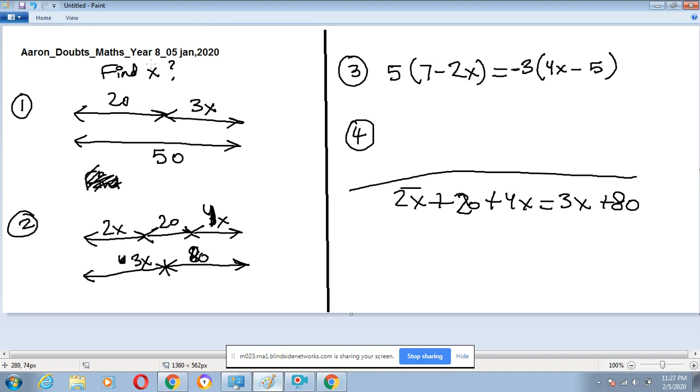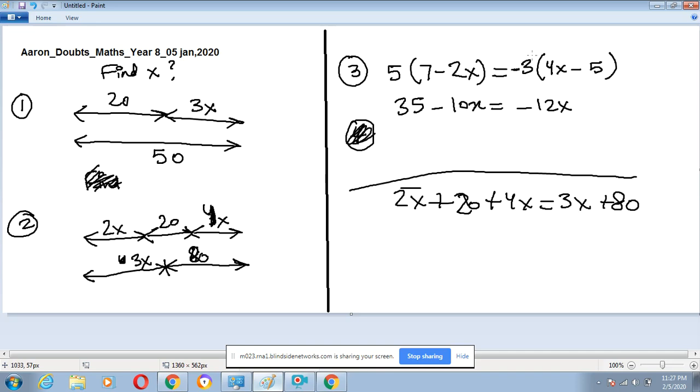Okay, I'll write one more question. Question number 3. I'm a bit stuck. You want to solve? Okay. 35. Is x a negative number in that question?